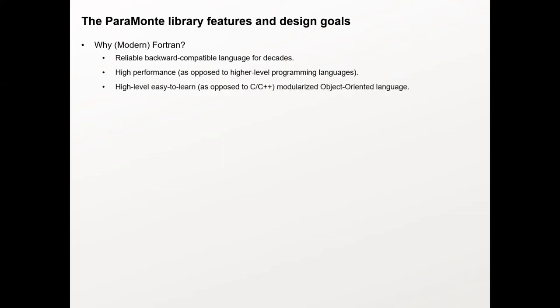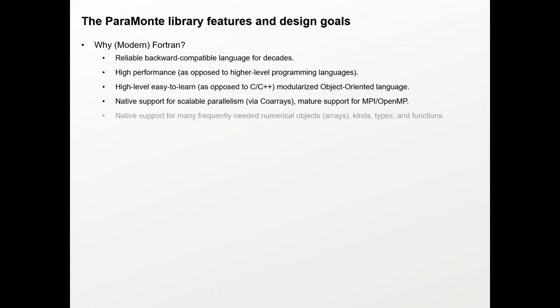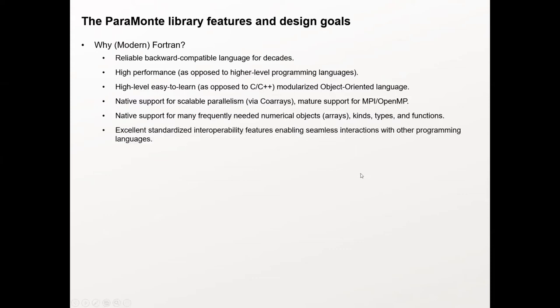We wanted to have an easy, high-level, easy-to-learn, modularized object-oriented programming language as opposed to C and to some extent C++. We wanted to have native support for scalable parallelism via Open Coarrays, and also mature support for MPI and OpenMP if needed, which is eventually what we included at the end. We wanted to have native support for many frequently needed numerical objects such as arrays, kinds, types, and functions that are already available in the Fortran language by default.